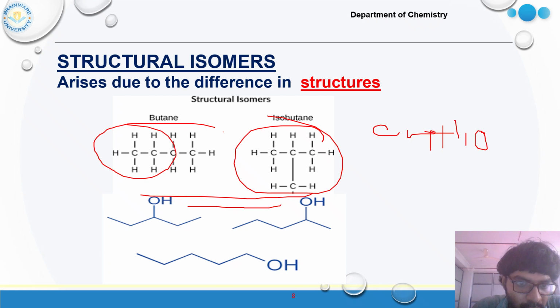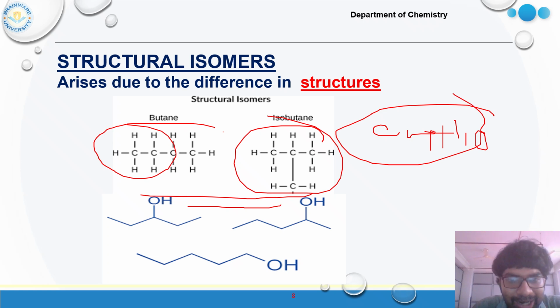How many carbons? 1, 2, 3, 4. C4H10. So their molecular formula is the same, but the structure is different.